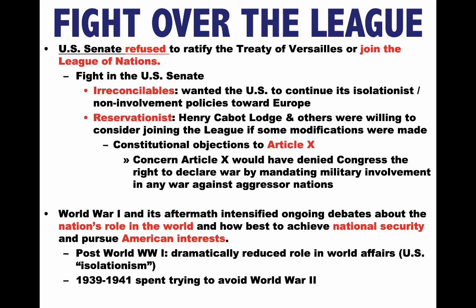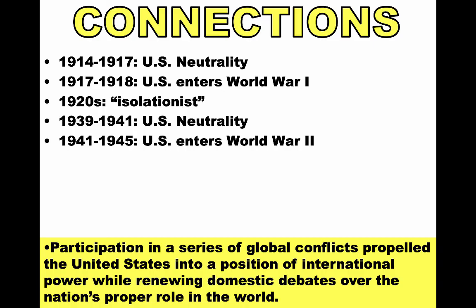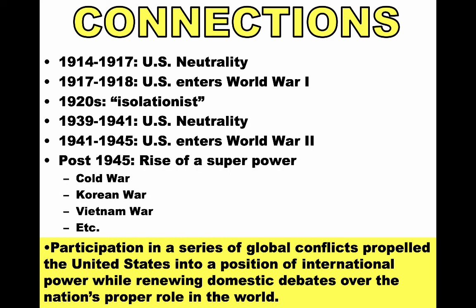In fact, when another world war breaks out in 1939, we will spend the time period from 1939 to 1941 trying to avoid another world war. However, we will not be successful at avoiding the sequel to World War I, as we will enter after the attack on Pearl Harbor in 1941, and unlike after World War I, at the end of World War II, we will play a much more active role on the world stage.